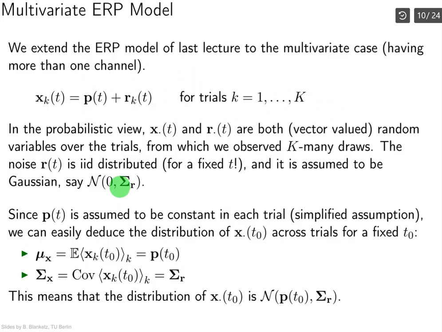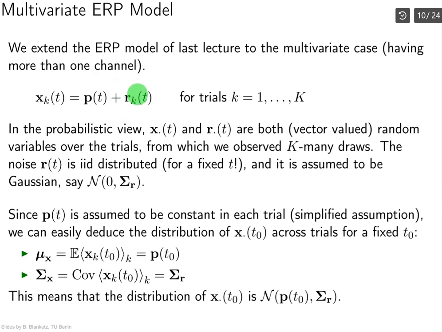Now we can extend the ERP model of the last lecture to the multivariate case. Here we have more than one channel. Okay, x_k, where k is a trial indicator, at some time point t, is equal to p, the potential from multiple channels. This is now a vector, plus noise, some residual, right?